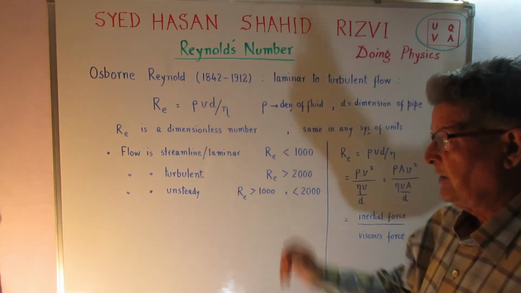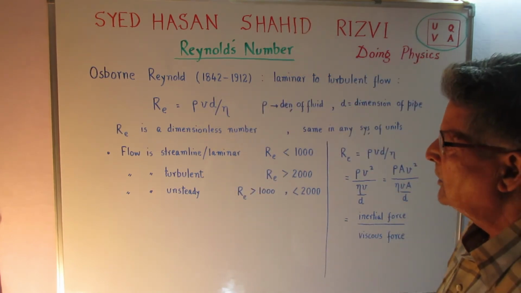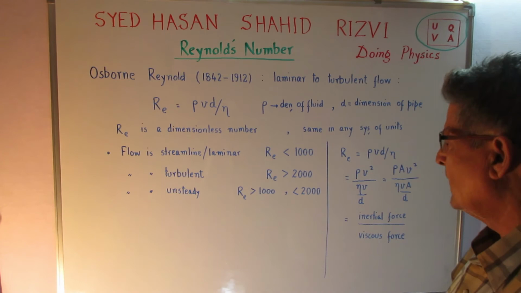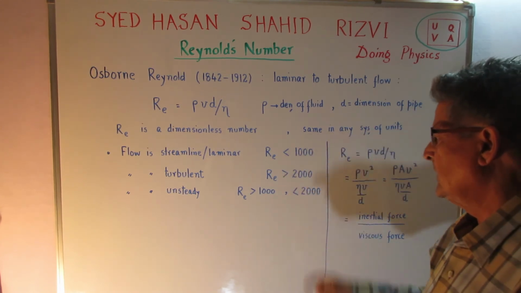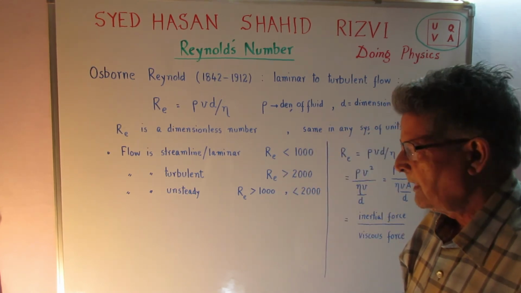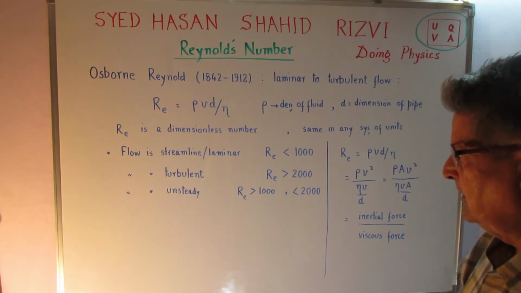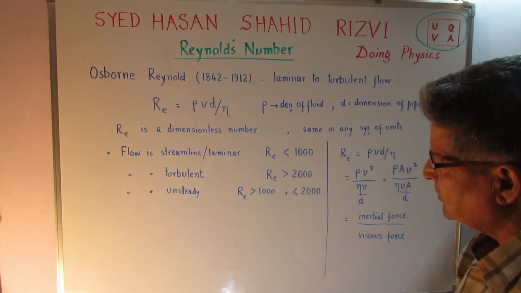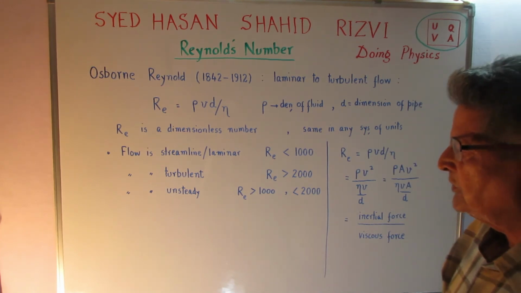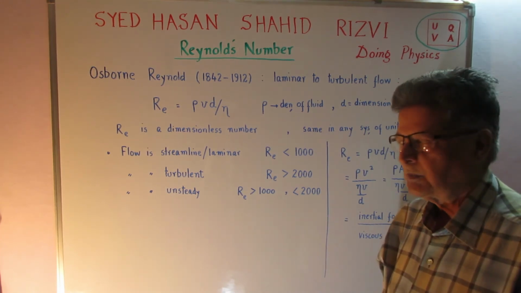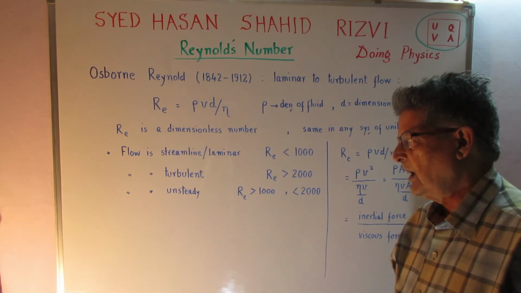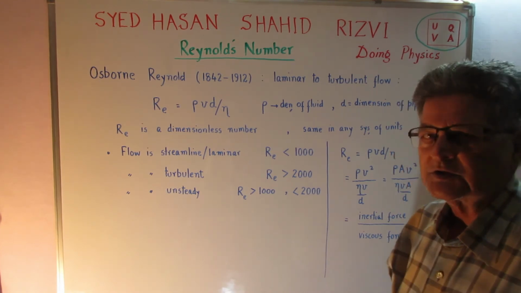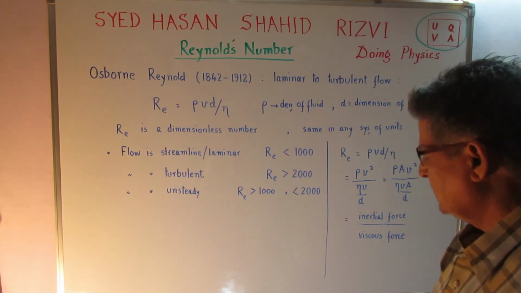It is turbulent, the flow, the motion of the fluid is turbulent when this is more than 2000. And in between, if the value of Re is more than 1000, less than 2000, then the flow is unsteady. Okay, it is neither streamlined nor can we say that this is turbulent. So it is just in between.